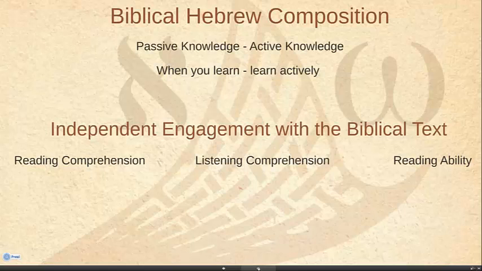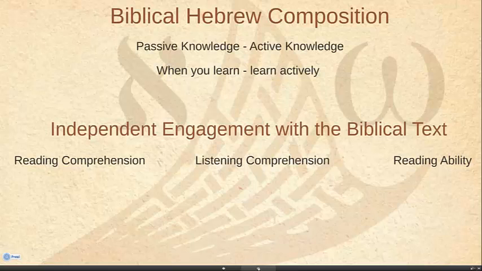So, the composition aspects of the Hebrew program. Roughly 20% of your grade comes from having to compose in Hebrew, and that is not because we're nasty and we want to make life difficult for you. It's because we want your understanding of the language to be as good as possible, and we want it to last as long as possible. And it helps us achieve our aim that you may have an independent engagement with the biblical text.